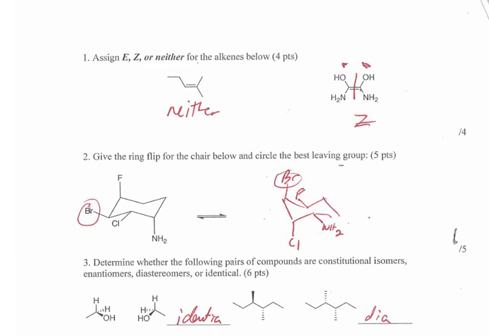This one, divide down the middle. O or N versus O. O has a higher atomic number. N versus O also has a higher atomic number. They're on the same side, so Z.